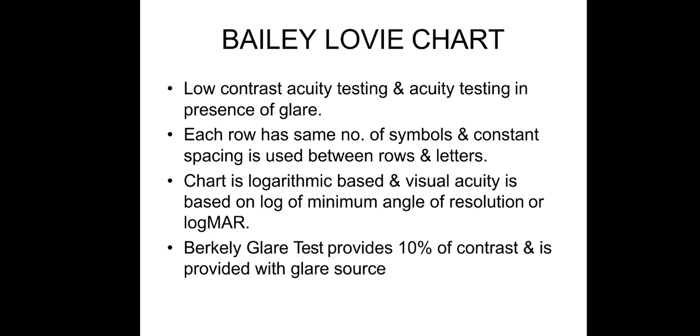So next is a Bailey-Lovie chart, which is a low contrast acuity test, or acuity testing in the presence of glare. Each row has the same number of symbols, with constant spacing between the rows and letters. The chart is logarithm based, and visual acuity is based on the log of the minimum angle of resolution, as logMAR. The Berkeley glare test provides 10% contrast and is provided with a glare source.